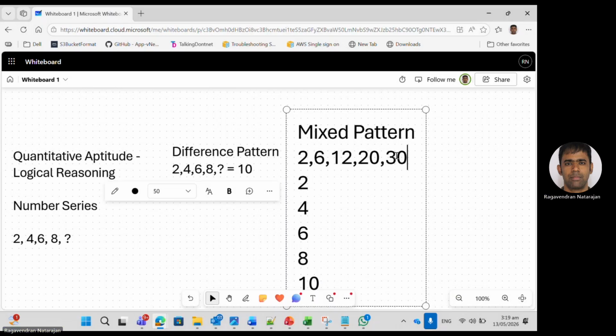A little more analytical thinking is required for CA foundation students to solve this mixed pattern. It's not like the difference pattern, where you can easily identify the pattern and find the next number. Now it will be a little complex. Okay, fine. This is the mixed pattern. And the next one would be the alternate pattern.